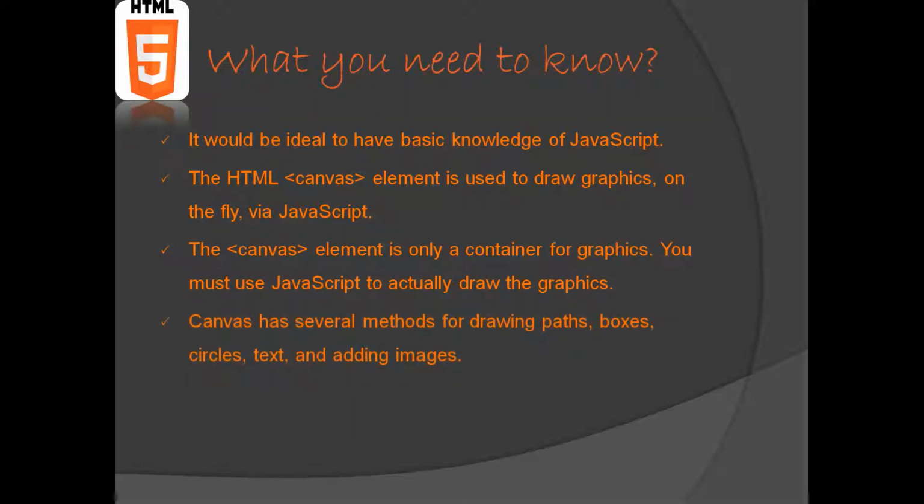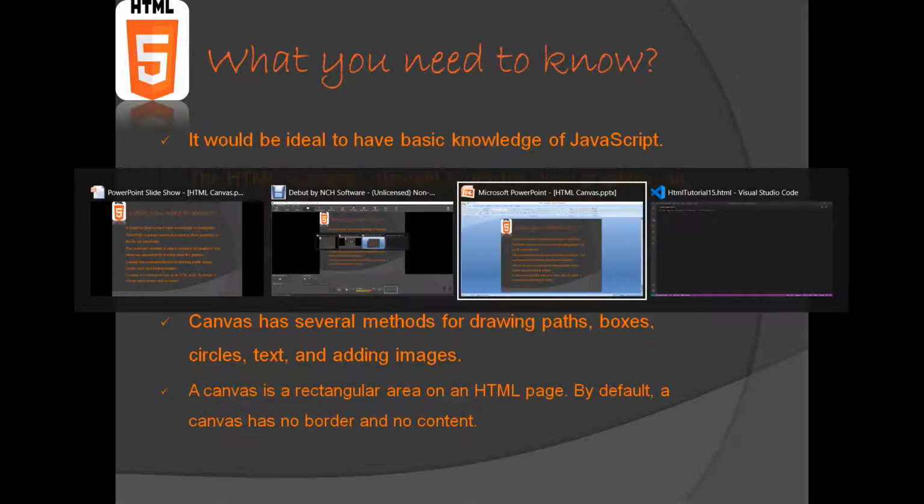Our fourth point is that Canvas has several methods for drawing paths, boxes, circles, text, and adding images. And last but not least, a canvas is a rectangular area on an HTML page. By default, a canvas has no border and no content. Keeping these important points in mind, we can go ahead and start our coding.